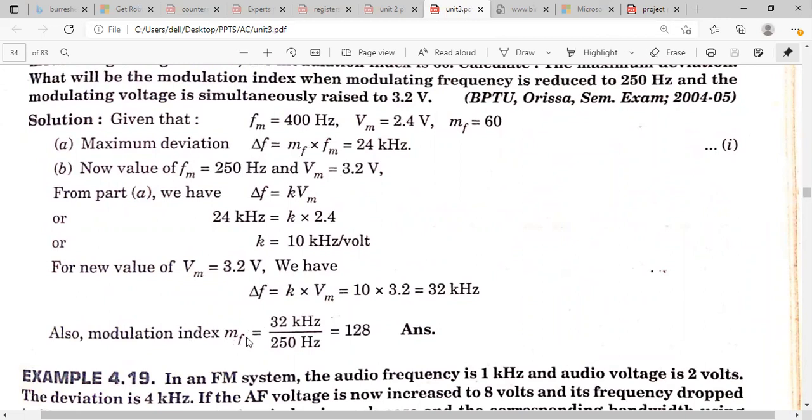Here, if you want to calculate the modulation index, that will be equal to delta f by fm, and you have to calculate the delta f value. What is delta f? K into Vm. K is nothing but the frequency sensitivity factor of the FM wave. So you have to calculate the K value, and if you calculate the K value, then you will get the frequency deviation, and from that you can calculate the modulation index, that will be equal to 128.